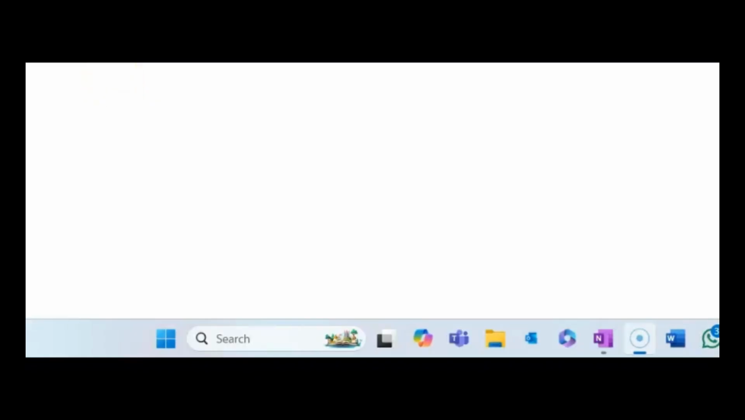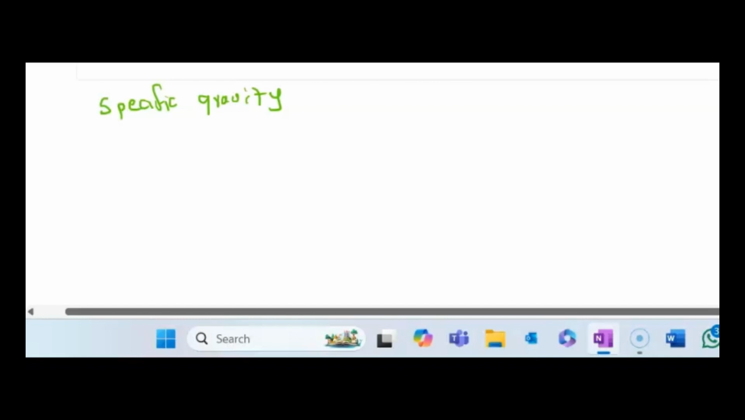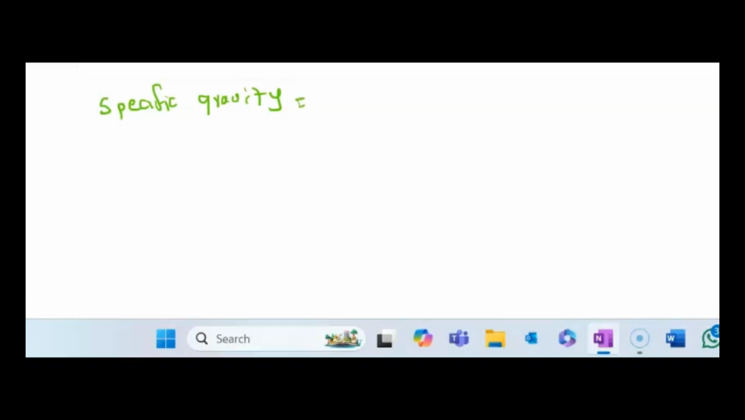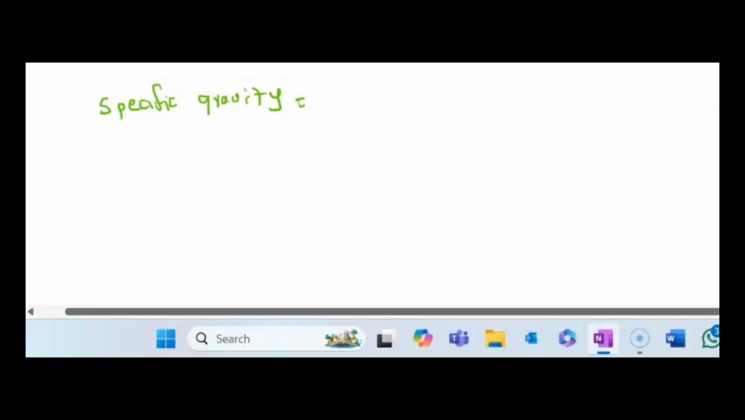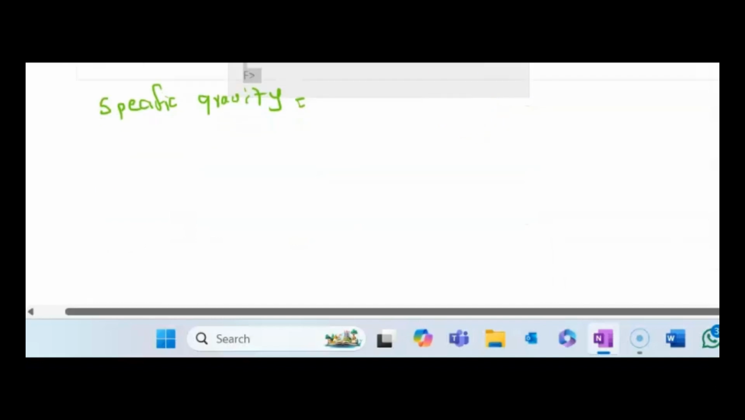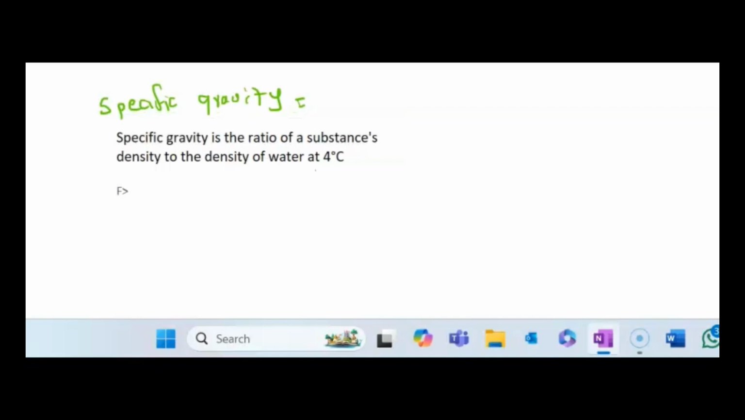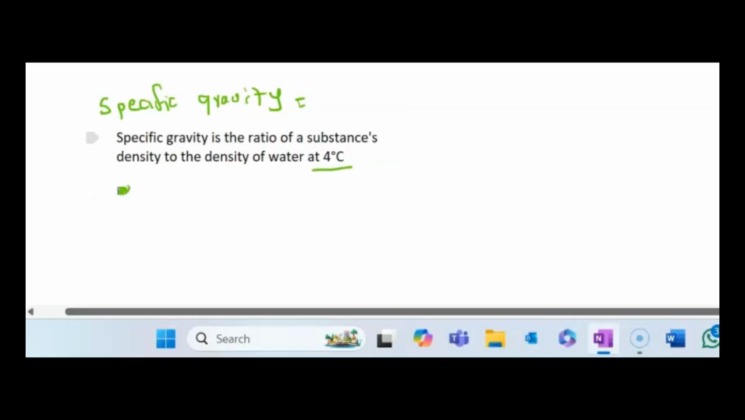So we have a formula for specific gravity. Now what is the specific gravity formula? What is the definition of specific gravity? It is the ratio of substance density to the density of water at 4 degrees centigrade. Let's go for the specific gravity definition first.